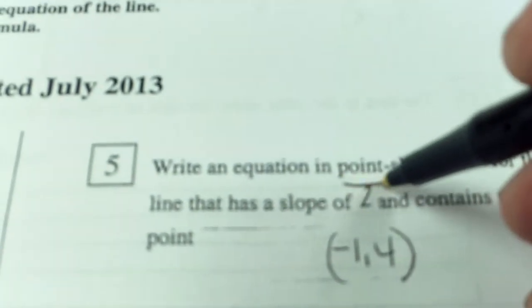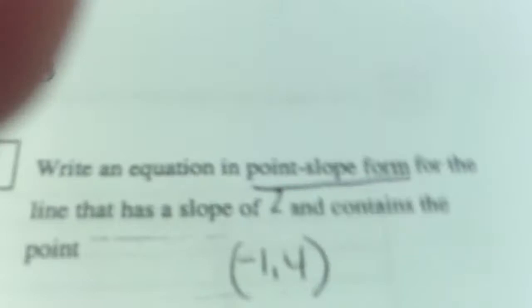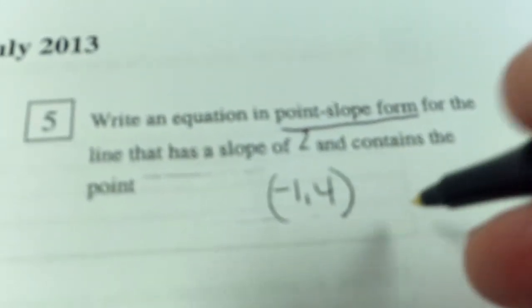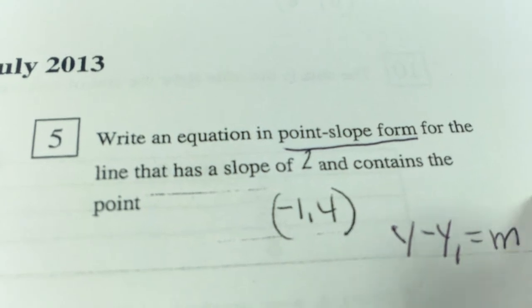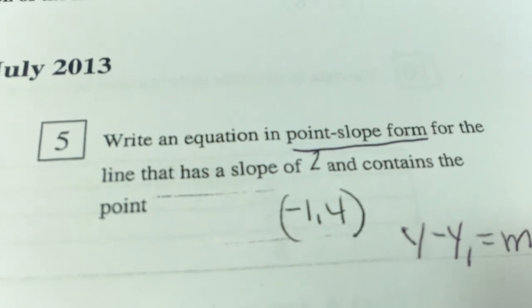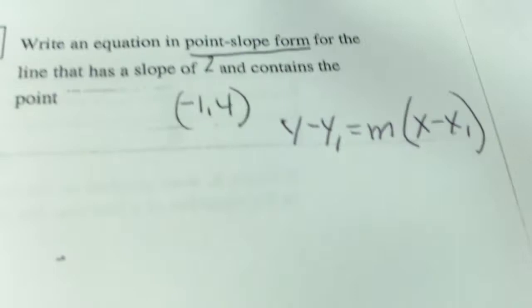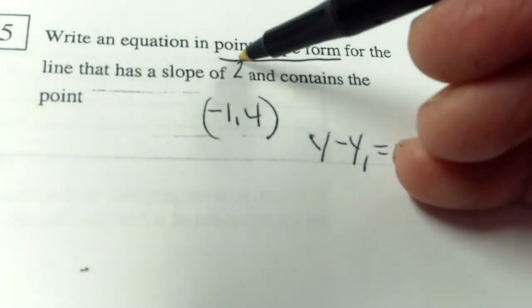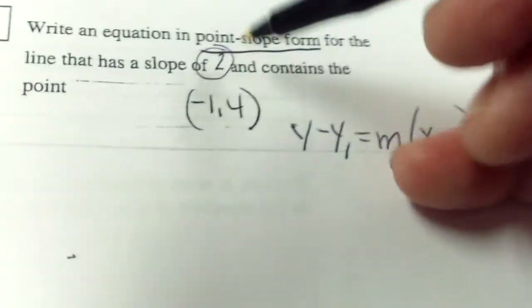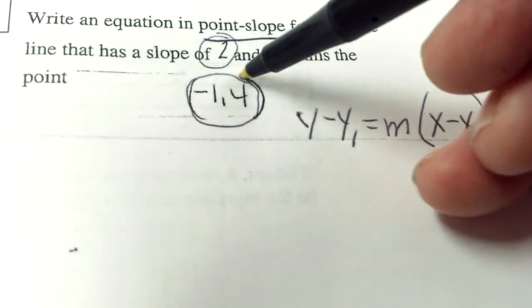Let's look at number 5. Write an equation in point-slope form. Okay, what's point-slope form again? y minus y sub 1 equals m times the quantity x minus x sub 1. That's point-slope form for the line that has a slope of 2 and contains the point negative 1, 4.